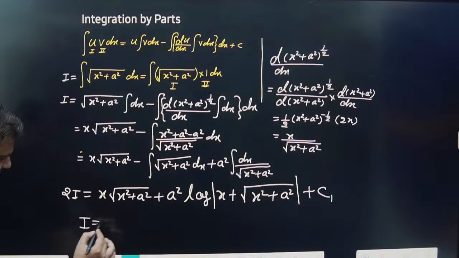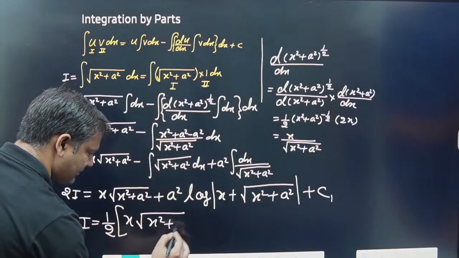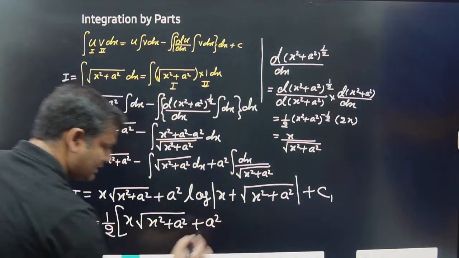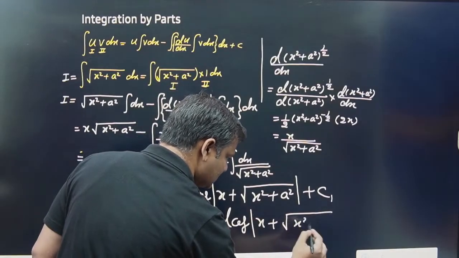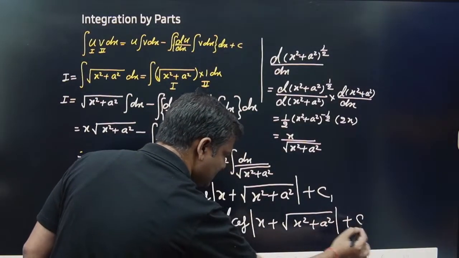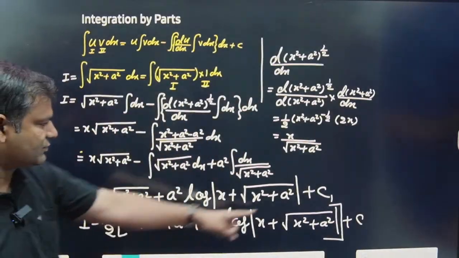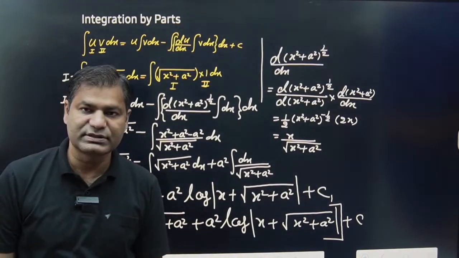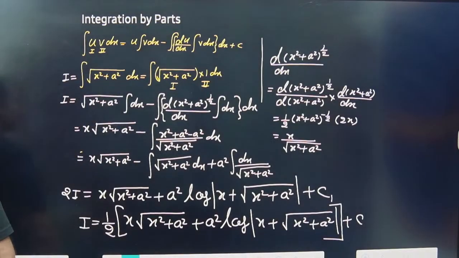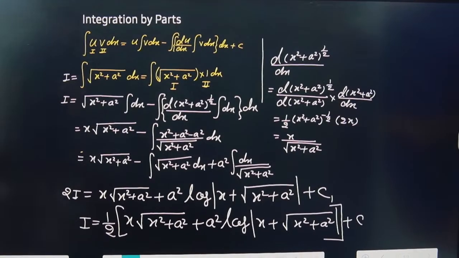So what about I? I is basically, you can write now, 1 by 2 x into, okay, plus a square into log of x plus under root x square plus a square plus c. Clear? Divide by 2, so c1 by 2 is already a number, or you can say a constant. So you can replace this with another constant, and c1 by 2 is written simply c. Okay, make it. If any queries related to that topic, then comment it.